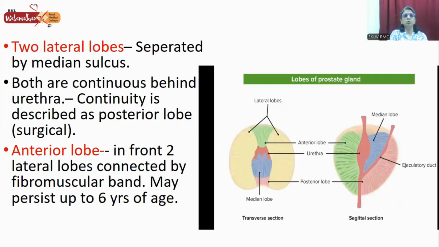Coming to the next, the 2 lateral lobes, the yellow color what you are seeing, which are the larger ones on either side of the urethra and on either side of the medial sulcus.